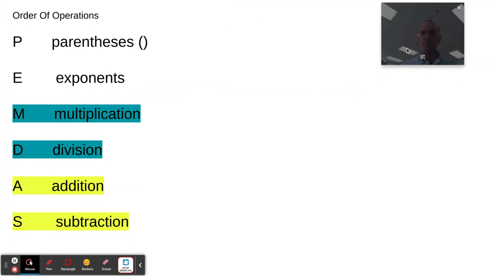For this video, we are going to be looking at order of operations. Order of operations is about what order you do things in when you have a lot of operations together, like a string. You don't always go from left to right. So there's a little saying that helps you remember. It's PEMDAS. You can see it here on the left. Parentheses, exponents, multiplication, division, addition, subtraction.